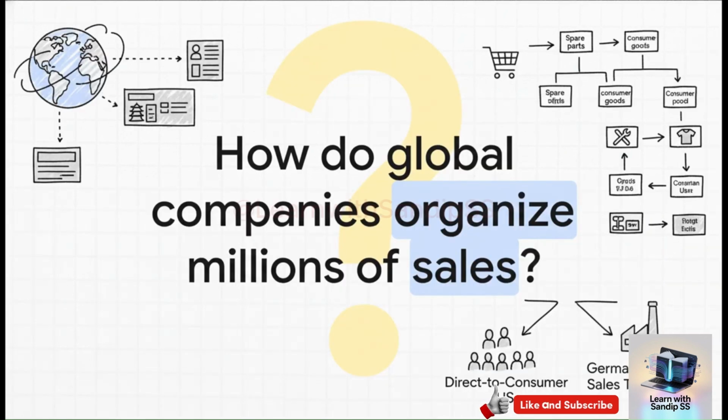Just stop and think about this for a second. You've got a massive global company, right? Millions of sales. How on earth do they keep it all straight? How do they stop, say, the sales team in Germany from selling motorcycle parts through a channel that's only supposed to be for direct-to-consumer sales in the US? I mean, it sounds like a recipe for chaos, doesn't it?